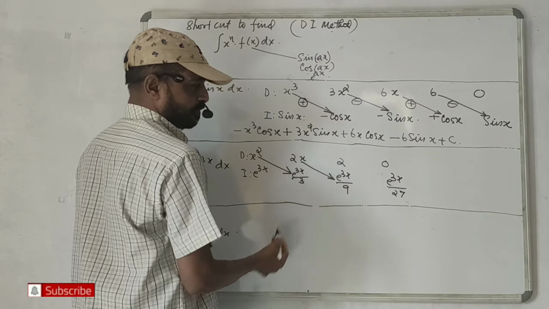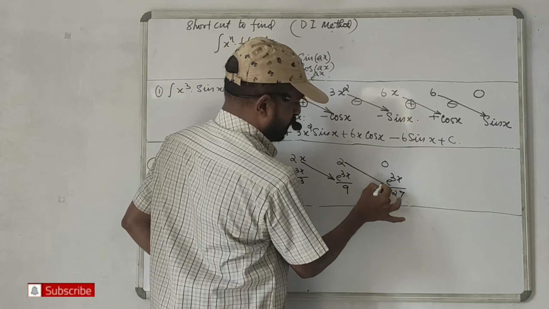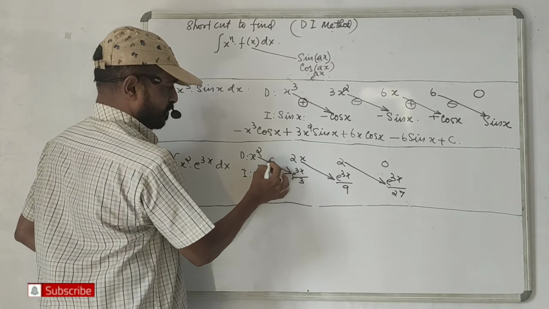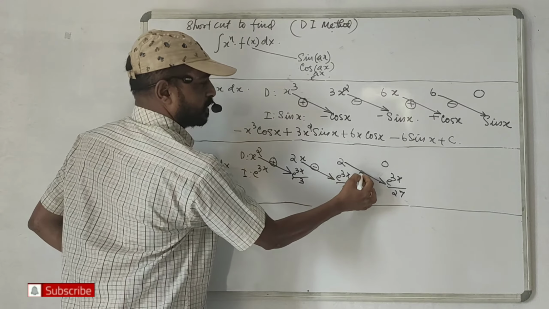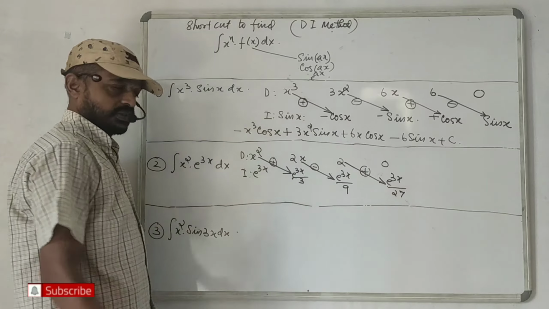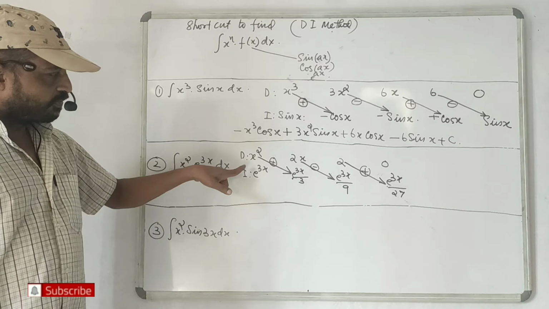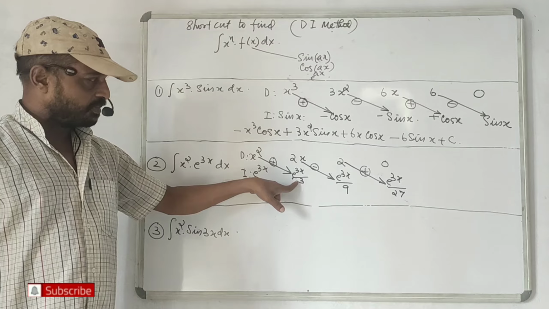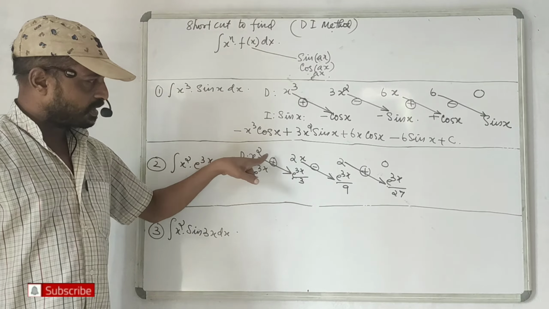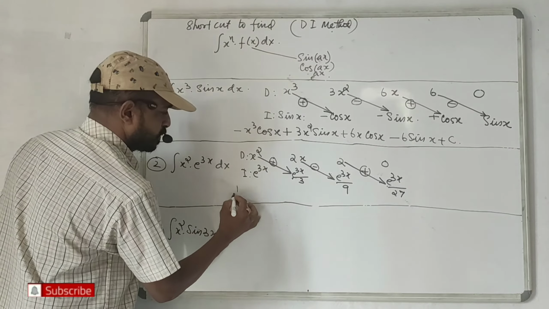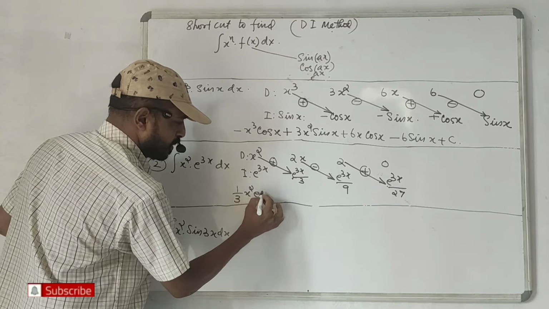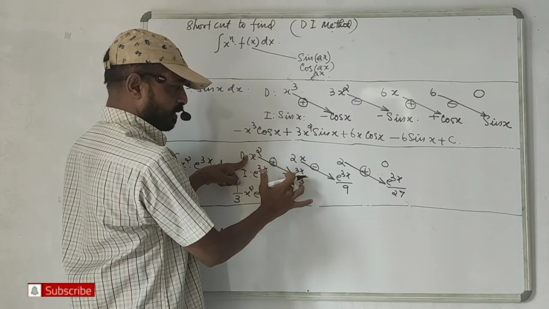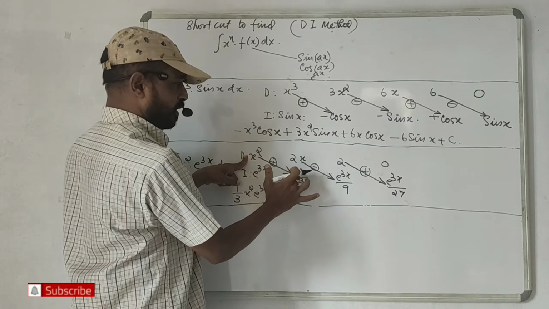Here and here the arrow is to be put like this. So the first is positive, then negative, then positive. Write the terms. The first is plus x square into e raised to 3x by 3. That is 1 by 3 x square e raised to 3x.